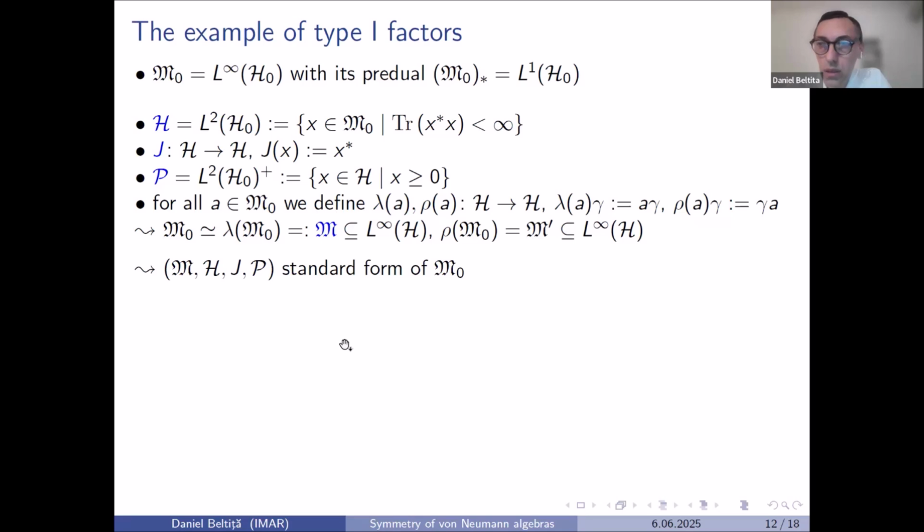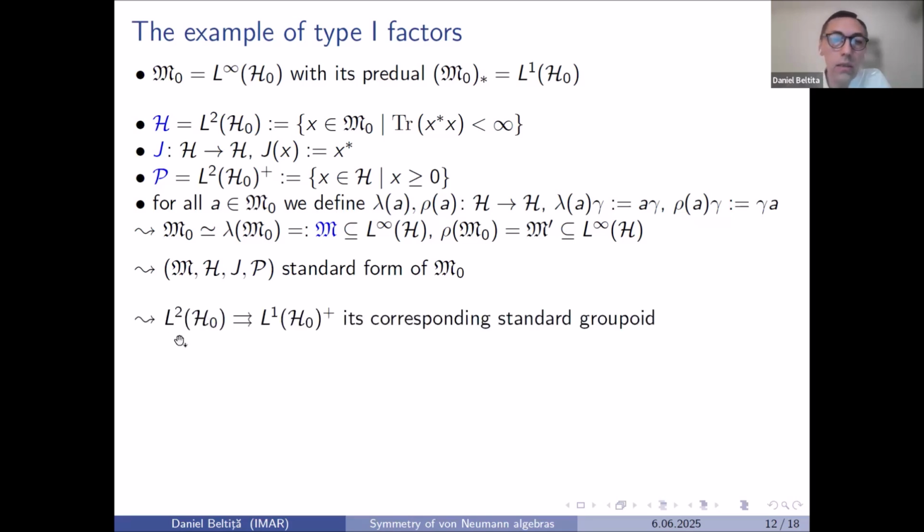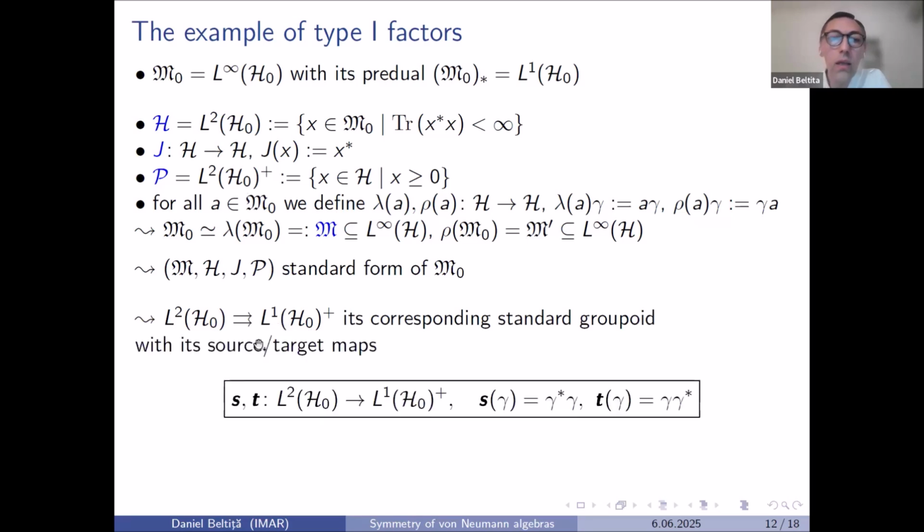And how does our groupoid look? It is the groupoid whose total space, or space of arrows, is the Hilbert-Schmidt Hilbert space. The base is the positive cone in the predual. The source and target maps are these. You see they go as written here. And the unit map is this one, the square root as before, except that now it is the square root in the sense of the functional calculus for self-adjoint operators.